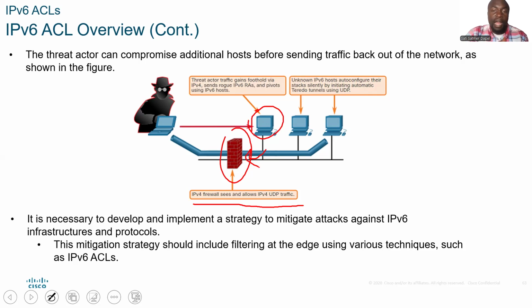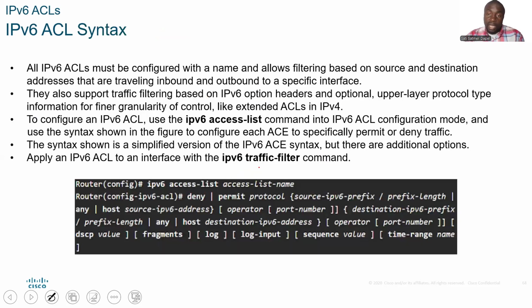Unknown IP version 6 hosts automatically configure their stacks silently by initiating an automatic tunnel using UDP. So it is necessary to develop and implement a strategy to prevent attacks against IP version 6. This mitigation strategy should include filtering at the edge using various techniques such as IP version 6 IPS.